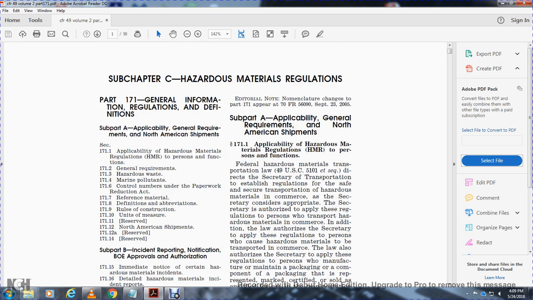All right, Subpart A: Applicability, General Requirements, and North American Shipments. Applicability of the Hazardous Materials Regulations to persons and functions.